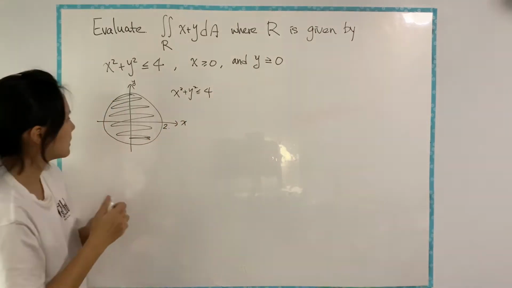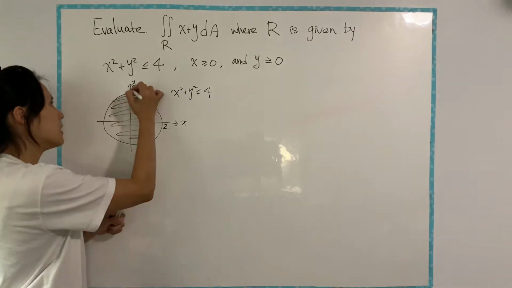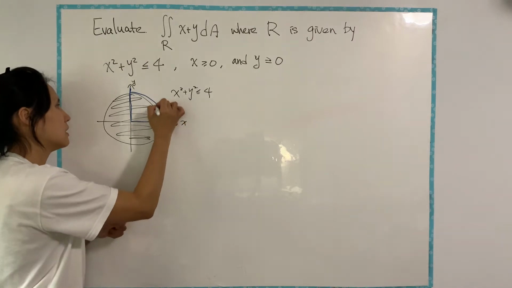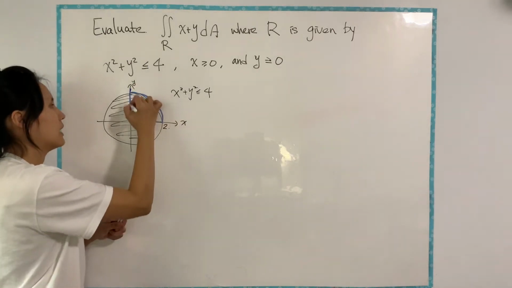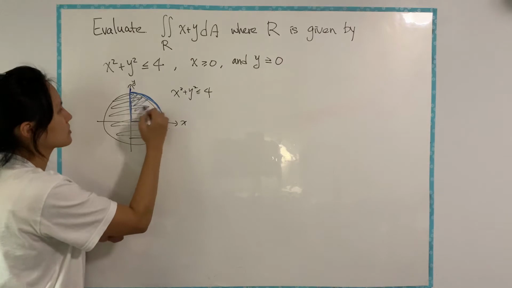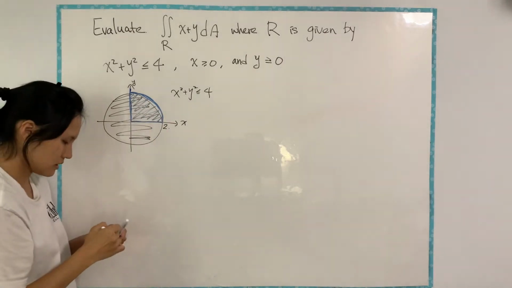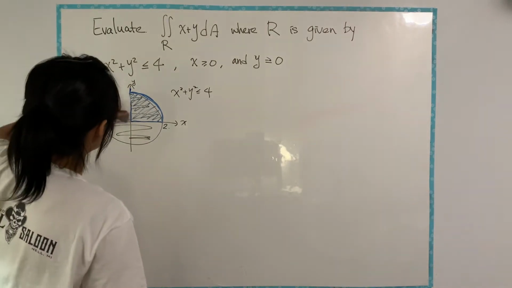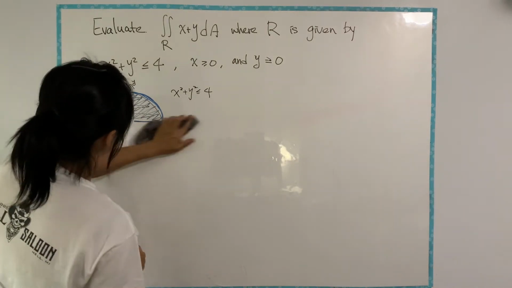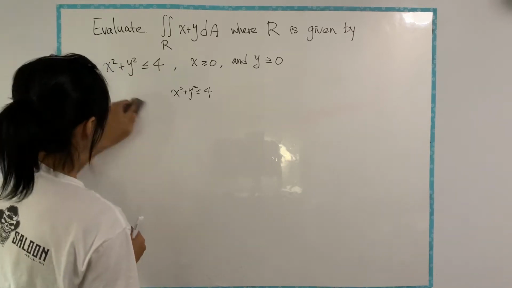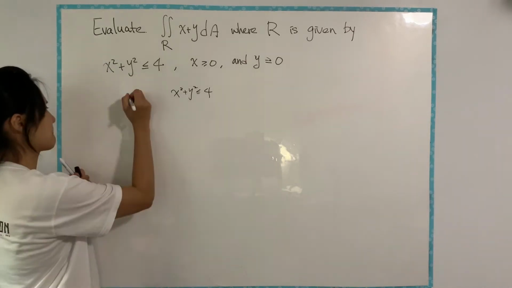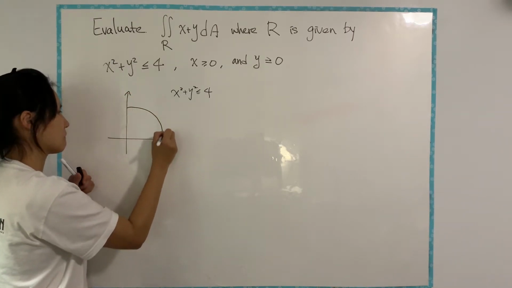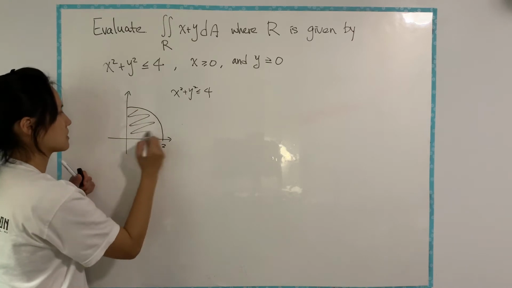So what does that mean? That means we only want to look at the part where both x and y are positive, and that tells us it's only this quarter of the disk. Okay, so our region R is only the disk in the first quadrant. Let me redo it. So this is the region R.